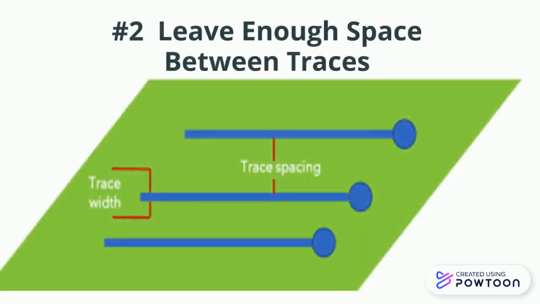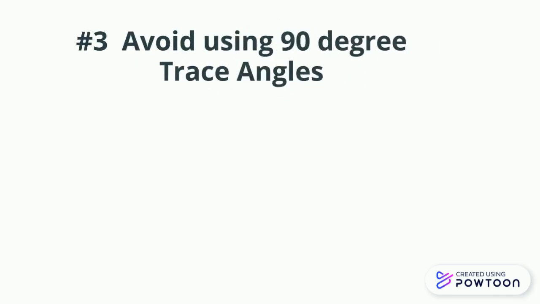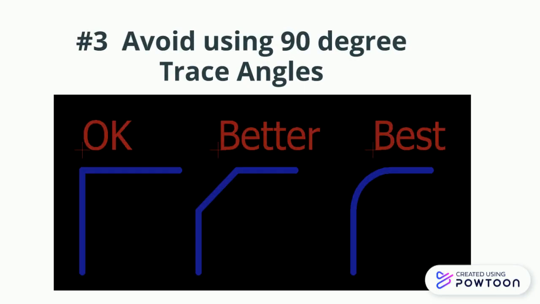Leave enough space between tracks. This is so because closely packed traces increase the risk of short circuiting. Avoid using 90-degree track angles. This may lead to defacing of track during etching, so it's always preferred to opt for smooth 45-degree angle.